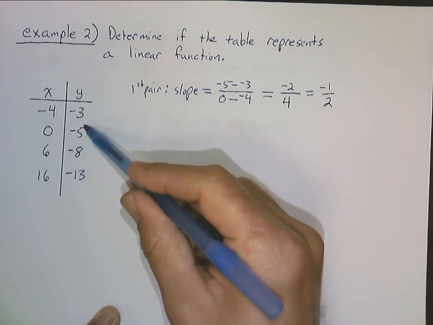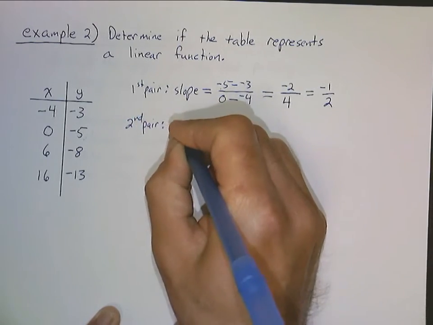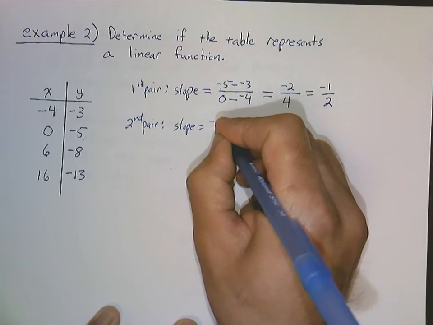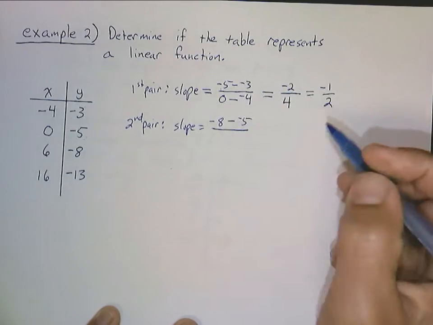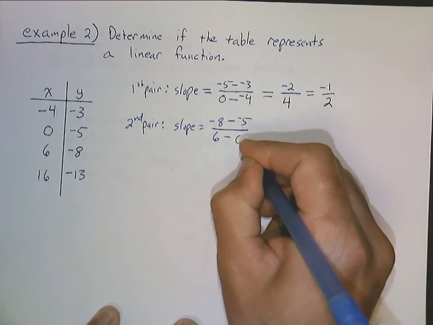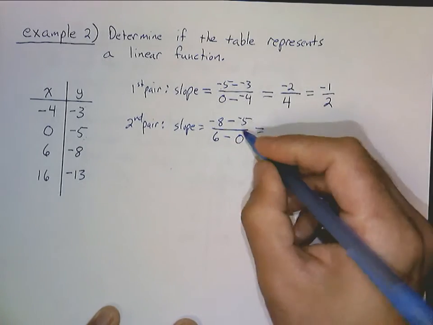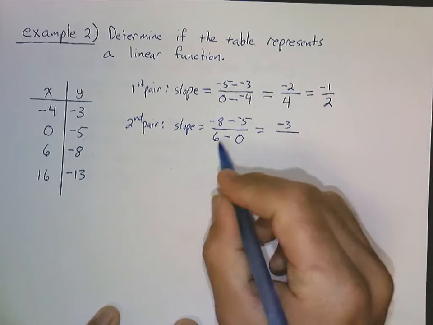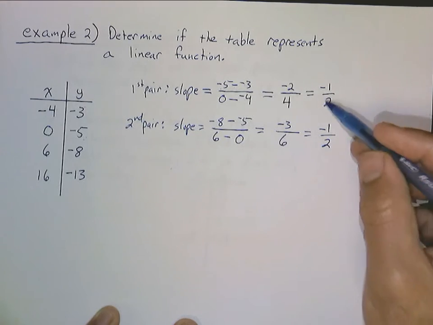The second pair, we'll calculate the slope between those. The y-coordinate of the second point is negative 8 minus the y-coordinate of the first point, which is negative 5, over the corresponding change in the x's, which is going to be 6 minus 0. X-coordinate of the second point minus the x-coordinate of the first point. Negative 8 minus a negative 5 is going to be negative 3. 6 minus 0 is 6. And again, that's negative 1/2. Great, we found the same slope.